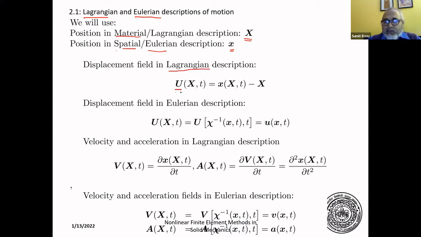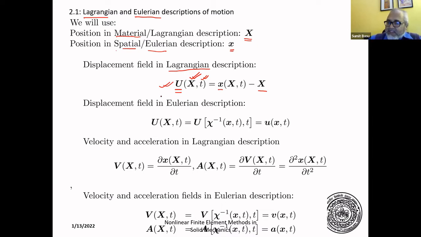So I'll denote it by capital U. In Lagrangian description, things are functions of capital X, the initial position of a point, and time. So if I know the initial position of a point, I will be able to get this Lagrangian displacement, which is the difference between the final position of the point and its initial position, where the final position is a function of capital X and t. So this is a Lagrangian description of displacement field and is a field over capital X. Capital U is a field over capital X.